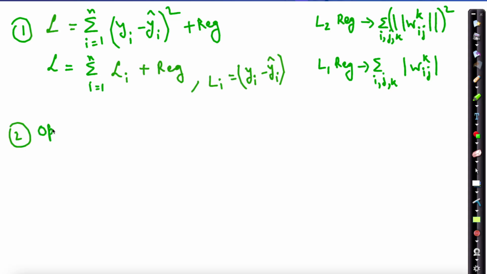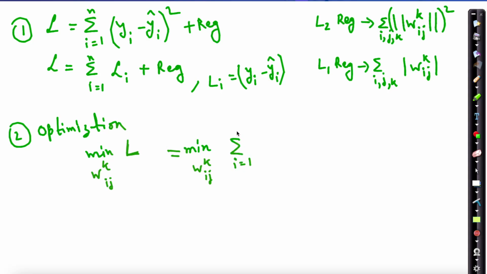Number 2 was optimization. What is the optimization formulation? We have to minimize L over W. X and Y are constants, we cannot change them, they are from the dataset. We can change only W, so we need to find the optimal W that minimizes the loss L. We can write it like this: minimize over W_ij^k, summation i equals 1 to n, over all the points, of (yi minus yi hat) whole square plus regularization. This is my optimization formulation. I need to minimize this.